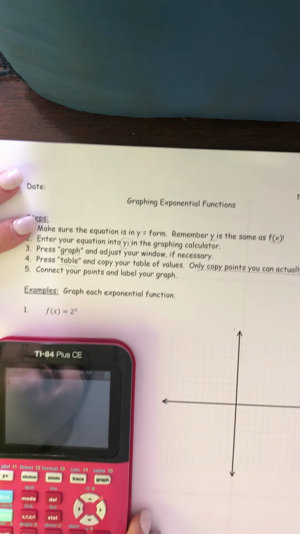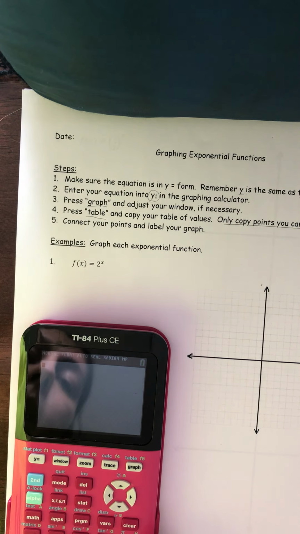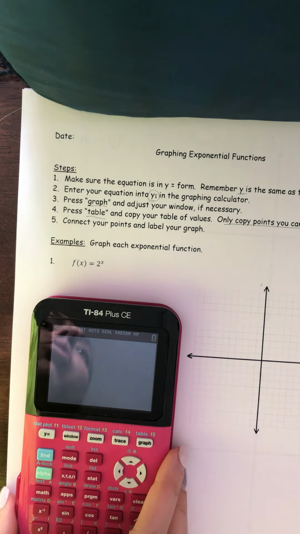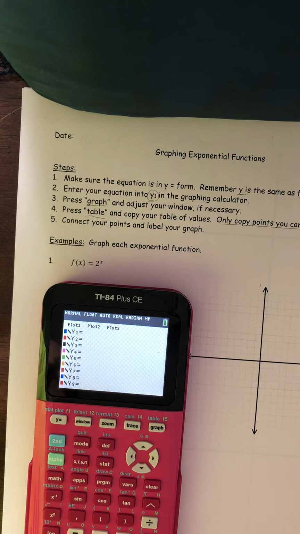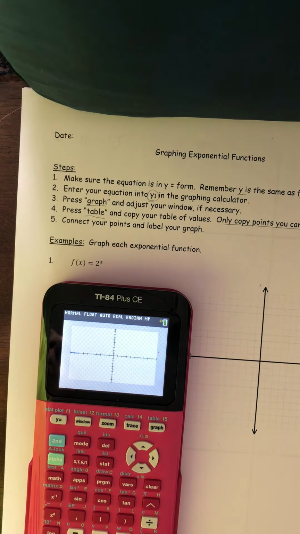So the first graph is f of x equals 2 raised to the x as a power. So we're going to go to y equals in the graphing calculator. I'm going to do 2, and then remember, use your caret key to go to a power to the x. I'm going to hit graph so I can see my picture. And so that's what our exponential looks like.